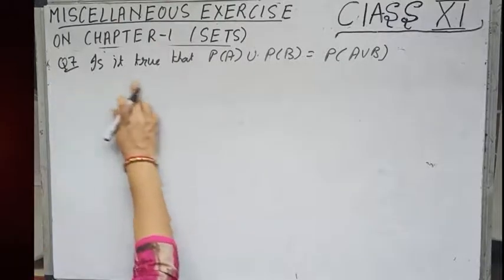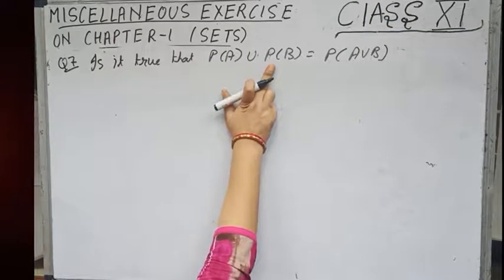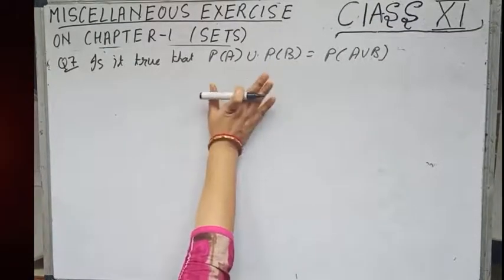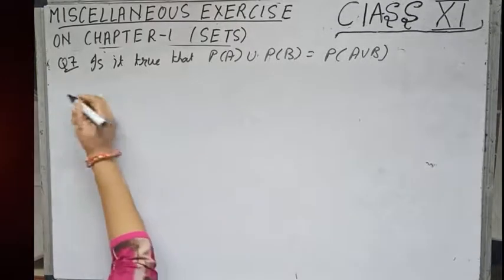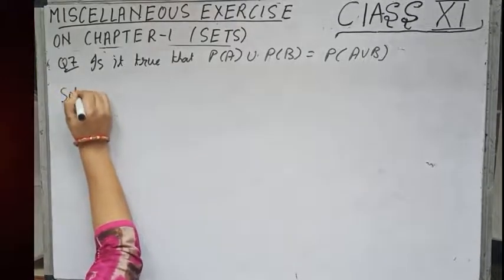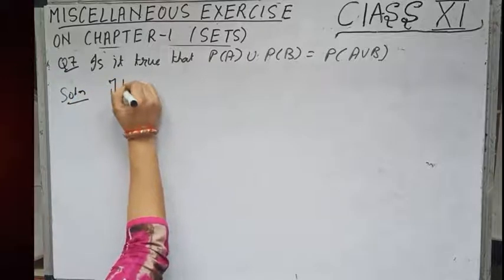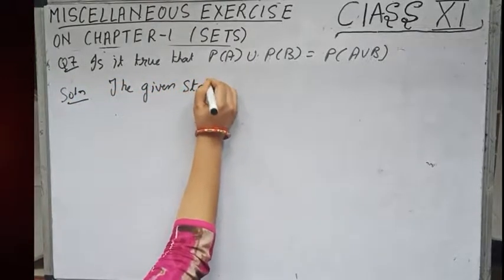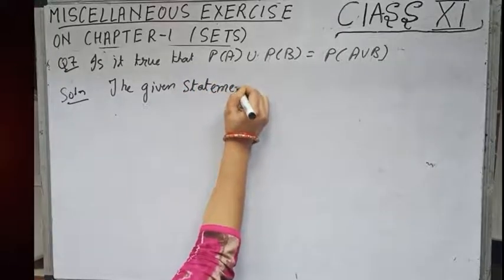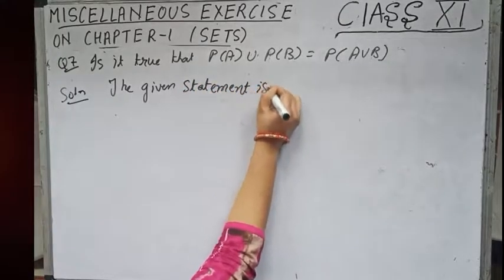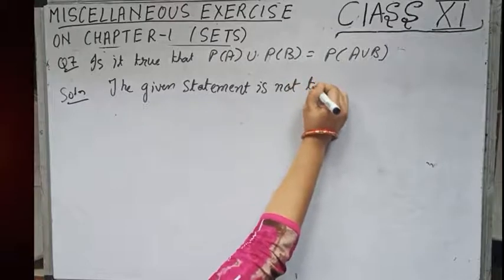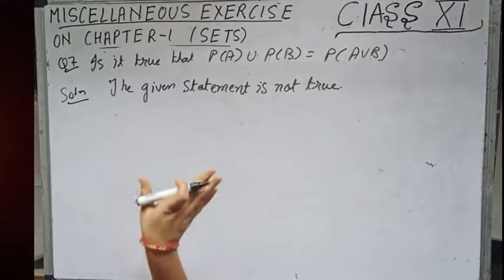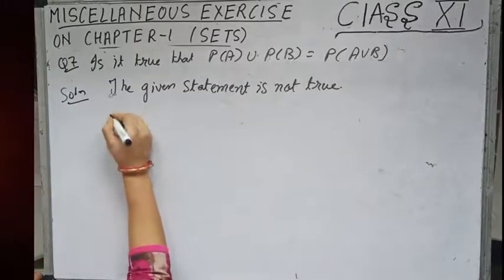So let us start. Is it true that power set of A union power set of B equals power set of A union B? Obviously this statement is not true. So let us prove it. The given statement is not true. Let us give an example. We will take the simplest example possible.